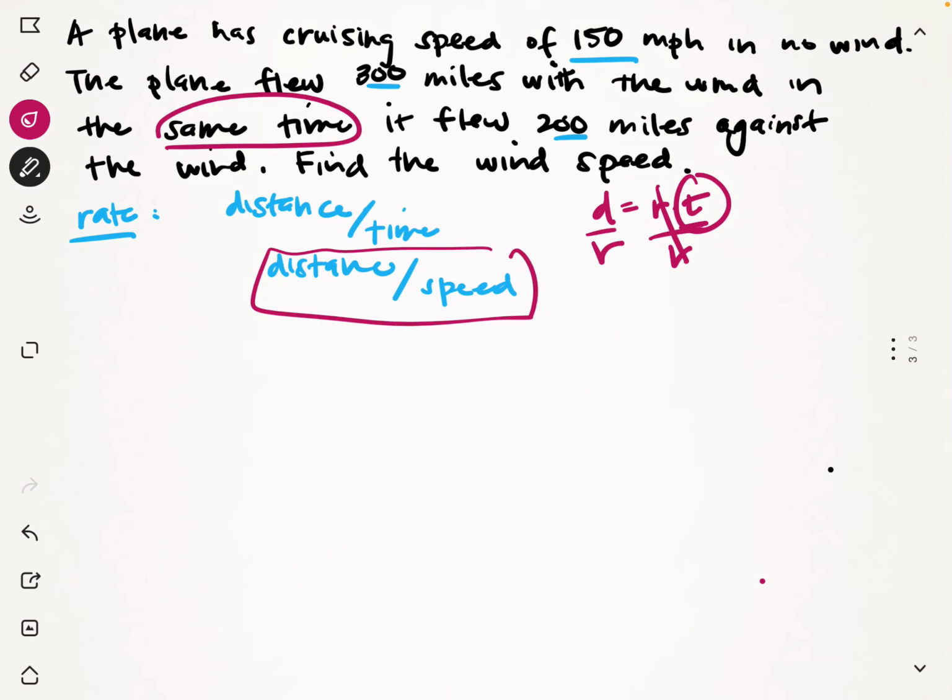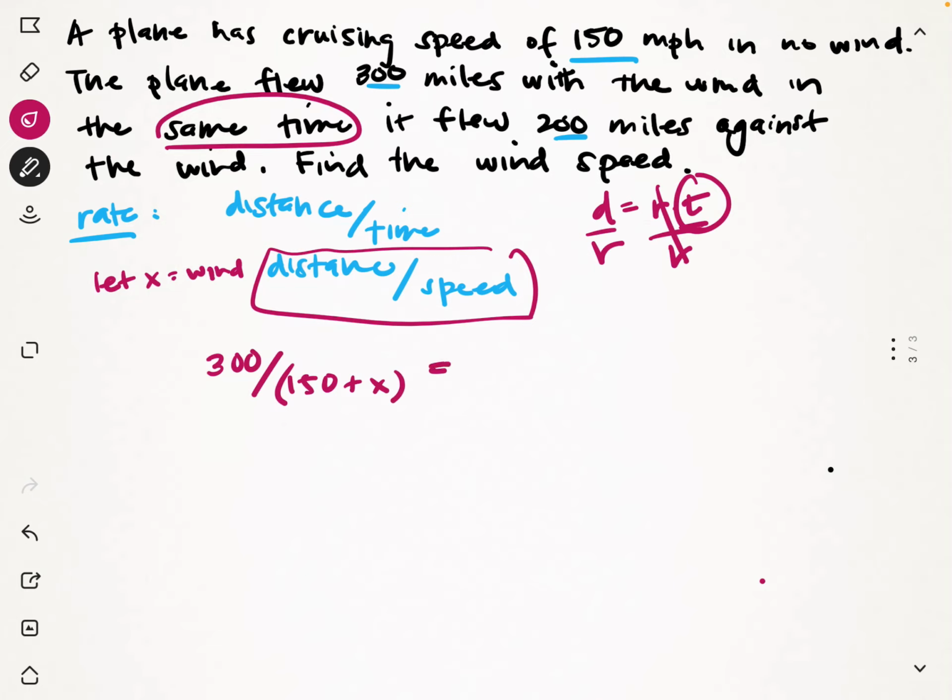So the first one, the plane flew 300 miles, right, with the wind. So let's say that x equals wind speed. So we're going to say 150, and then if it's going with the wind, then it's going to be plus x, right? Because the wind is helping the plane. It's going to be going faster than 150 miles per hour.